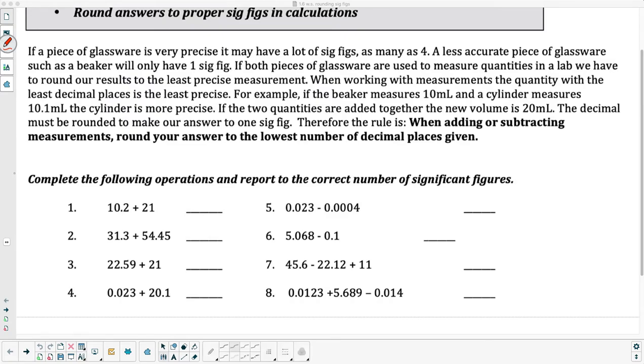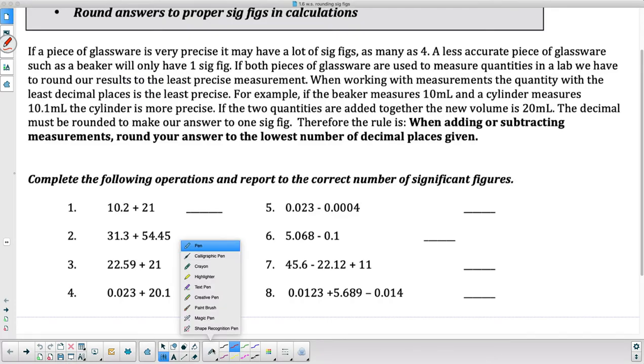Take a look at the paragraph that's above the problems 1 through 8, where it says, and this is really the important part here. Let me see if I can get my highlighter on. Excellent. It says, when adding and subtracting measurements, round your answer to the lowest number of decimal places given.